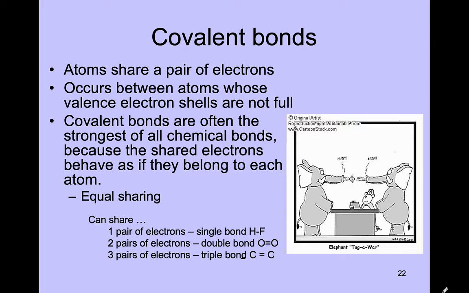So covalent bonds occur when two atoms share electrons. Remember, we talked about in atomic structure those valence shells, those outer energy shells, in which some of the orbitals in those shells are not completely paired. They only have one electron instead of two. Those orbitals want two electrons.